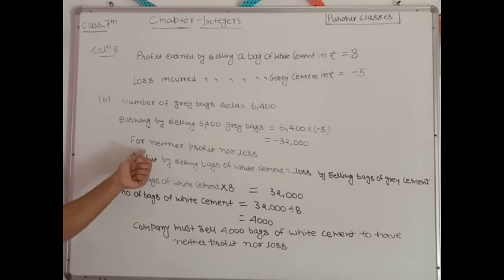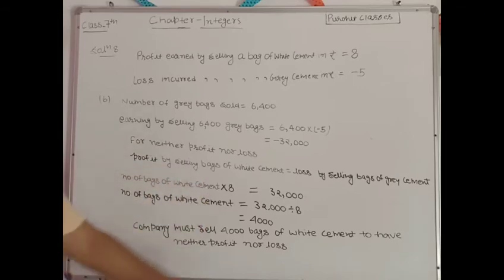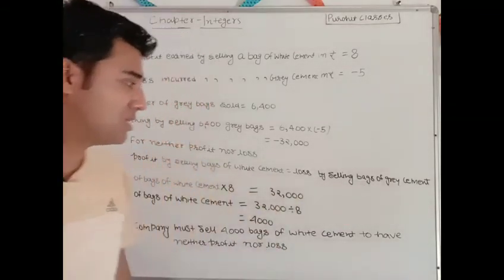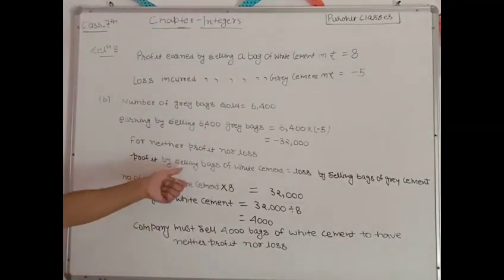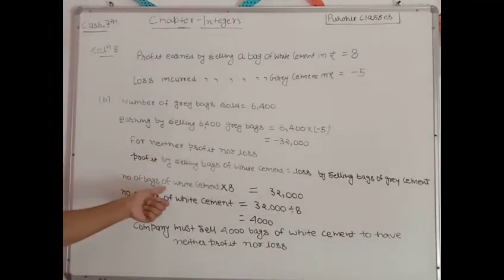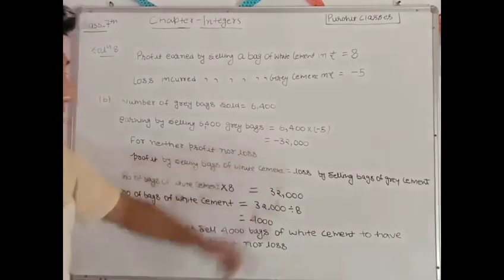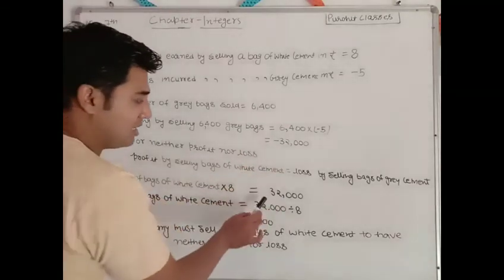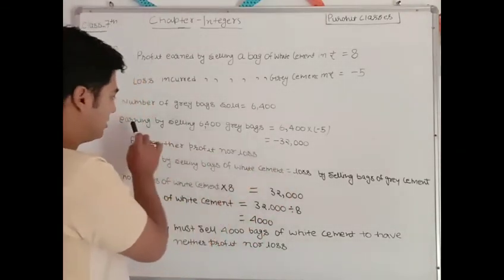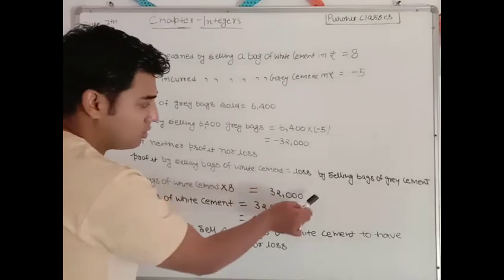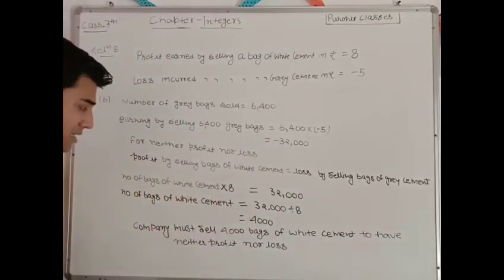So here I have written for neither profit nor loss. This is the condition: profit by selling bags of white cement must be equal to the loss by selling bags of grey cement. So profit will be equal to the number of bags of white cement into profit, that is rupees 8, and this will be equal to, as we calculated earlier, 32,000. That's why I have removed the minus here, because there it is written earning and here it is loss.